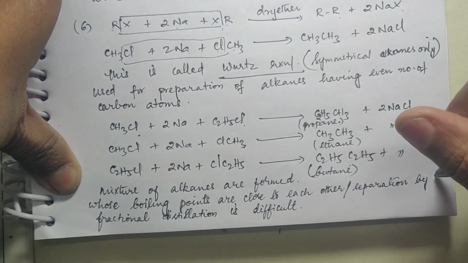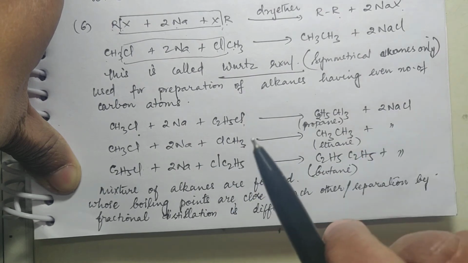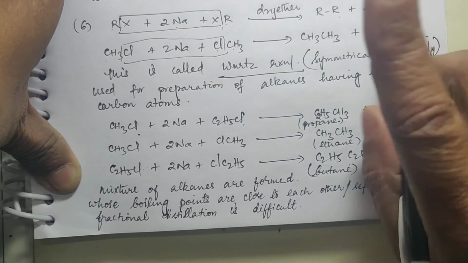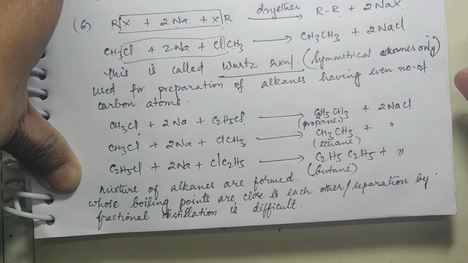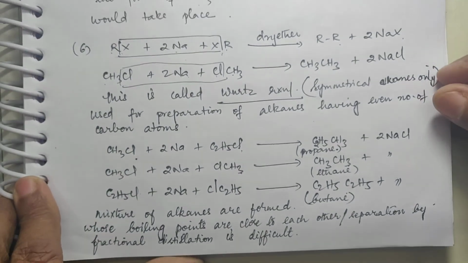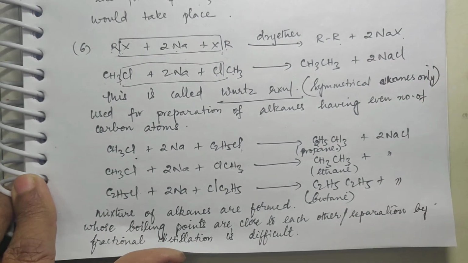So what you have to do here, you always have to start with only one type of RX whenever you want to subject it to Wurtz reaction. You should not take two different molecules. So that is one big limitation.